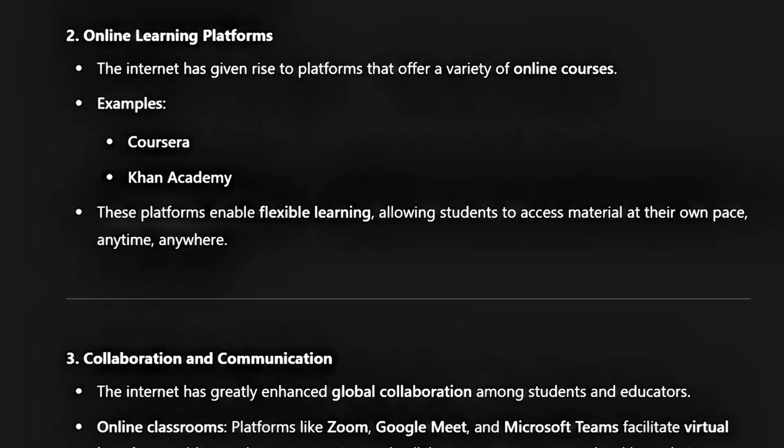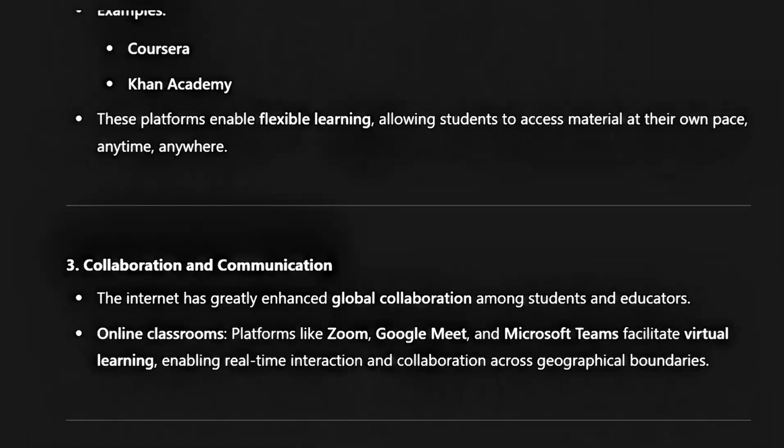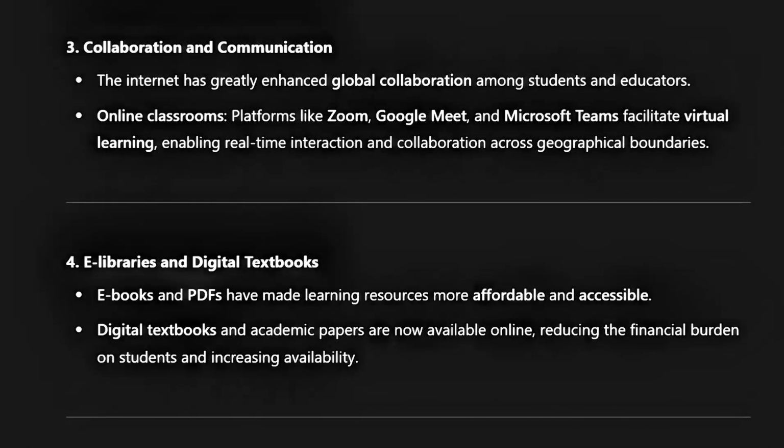2. Online learning platforms. The internet has given rise to platforms that offer a variety of online courses. Examples: Coursera, Khan Academy. These platforms enable flexible learning, allowing students to access material at their own pace, anytime, anywhere. 3. Collaboration and communication. The internet has greatly enhanced global collaboration among students and educators.